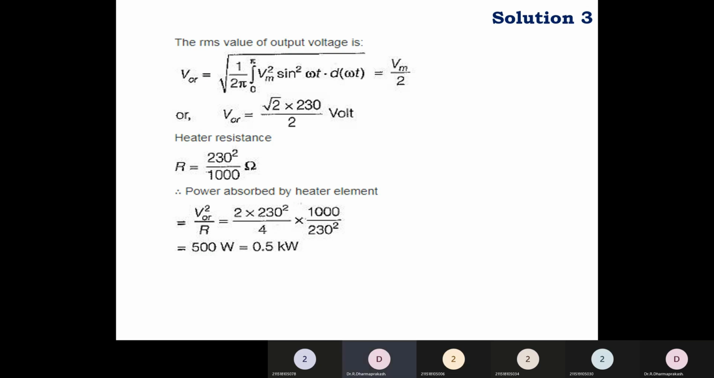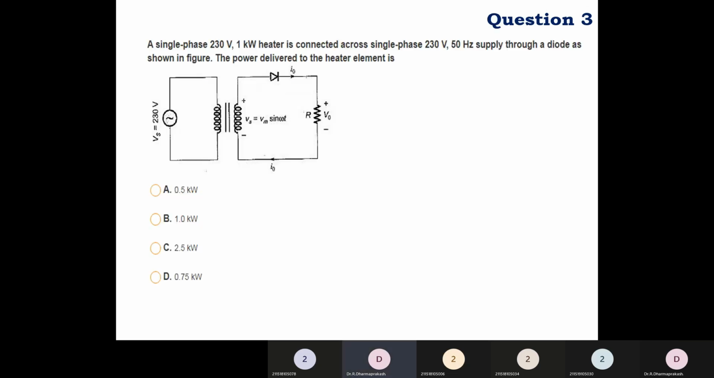V square by power. So power absorbed by the heater element will be equal to V square by R, that is equal to 2 into 230 square divided by 4 into 1000 divided by 230 square. Here 230 square will cancel and it is 1 by 2. So finally you will have 500 watts, that is 0.5 kilowatt. So the power absorbed by the heater will be 0.5 kilowatt. Right? So here the answer is 0.5 kilowatt, that is answer A.